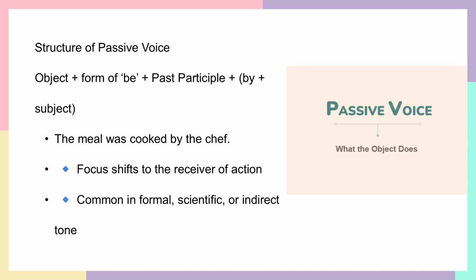Structure of passive voice. Let's now explore the structure of passive voice. The object comes first, followed by the form of be and the past participle. For example, the meal was cooked by the chef. The focus shifts to the receiver of the action. Passive voice is common in formal, scientific, or indirect writing.